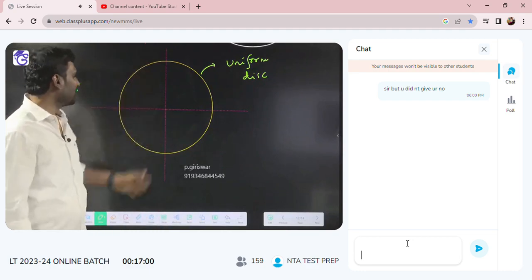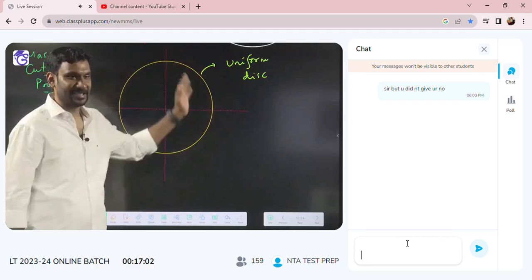You will definitely get it. So now these are two axes of symmetry.